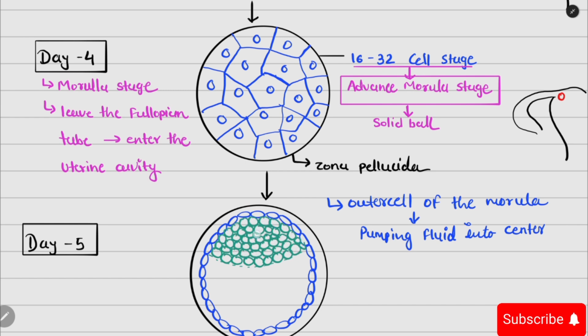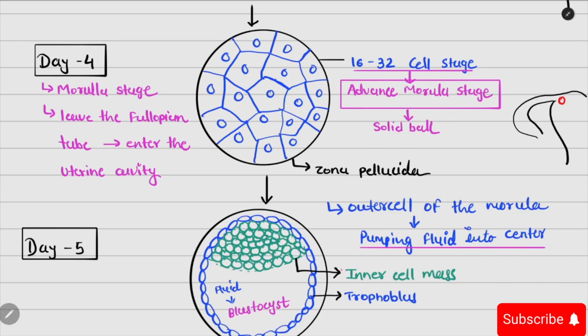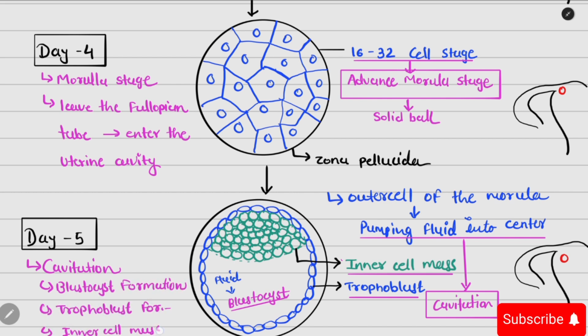The fluid accumulates in the center and makes a cavity. It is called the blastocyst cavity. Cells are now divided into two types. Inner cell mass, cells pushed to one side on the inside. Trophoblast, outer layer of cells. This entire process of blastocyst, inner cell mass, and trophoblast formation is called cavitation. Cavitation occurs inside the uterine cavity. On the 5th day, the cavitation process takes place and forms the blastocyst, trophoblast, and inner cell mass.